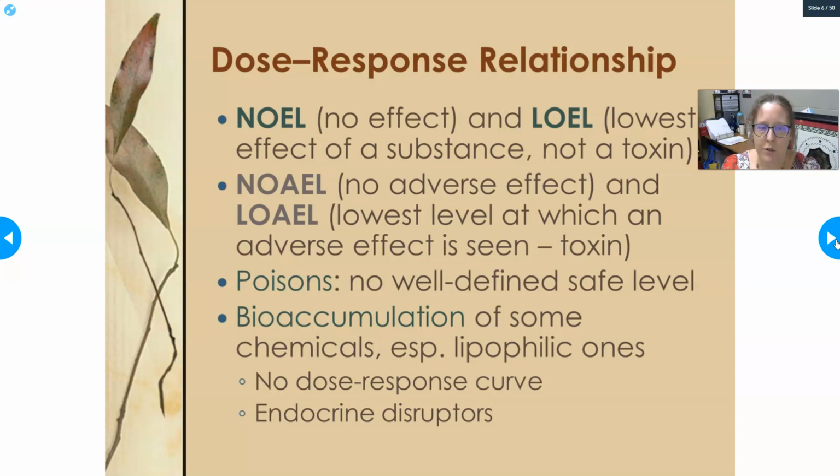And then when we really refer to toxins and drugs and things that are bad, it's the NOAEL, so no adverse effect level, and the LOAEL, so the lowest level at which there's an adverse effect. So for toxins, a certain level, no adverse effect, or the lowest level at which you start seeing an effect. Obviously, anything above that, the effect might be worse, depending again on the dose response curve. Poisons generally have no well-defined safe levels. They're really not supposed to be in our body. We're really not supposed to be exposed to them, and there's no safe level.